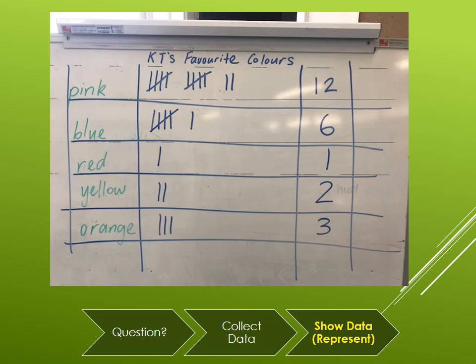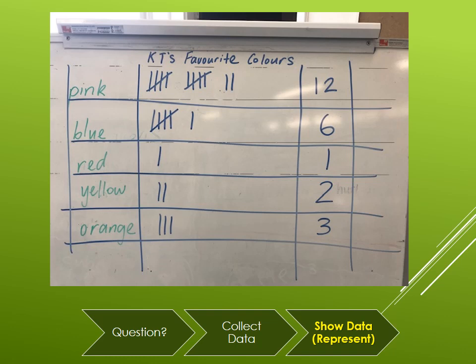Okay, so I counted those as well, and I counted 12 pink pencils. I counted 6 blue pencils, 1 red pencil, 2 yellow pencils, and 3 orange pencils. But I didn't want to just put my answers all over the place. I thought, how about I show my data? I'll use a type of data display. So I have chosen to use a table.